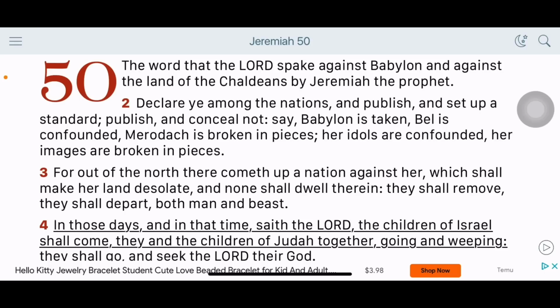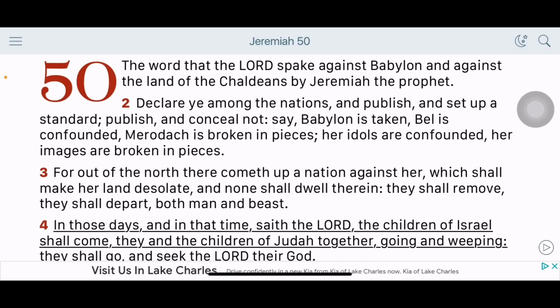Alright, y'all, let me put y'all on game real quick. This is Jeremiah chapter 50. We have to understand this chapter. Let's start at the very first verse. It says, the word that Yahuwah spake against Babylon and against the land of the Chaldeans by Jeremiah the prophet. So we're all the way back in 586 BC when the children of Judah were just getting exiled into the land of Babylon. And it says in verse 2, declare ye amongst the nations and publish and set up a standard, publish and conceal not.